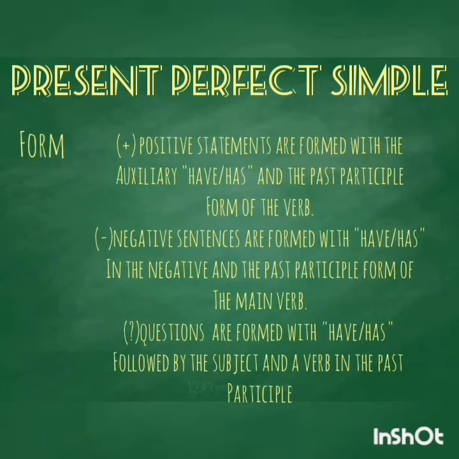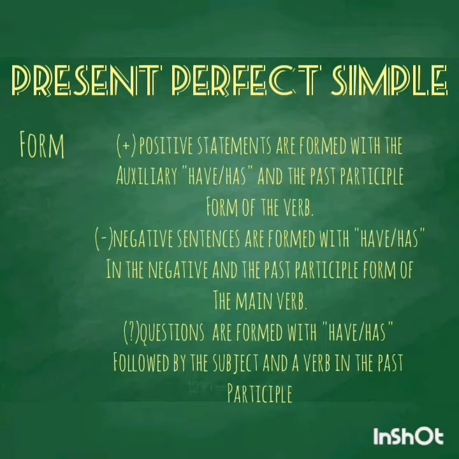Next, we have the present perfect simple. This tense uses the auxiliary verb have or has and the past participle form of the main verb in affirmative sentences. Negative statements need the use of the negative form of have and has and the past participle form of the main verb. Questions use auxiliary have or has followed by the subject of the sentence and the past participle form of the main verb.